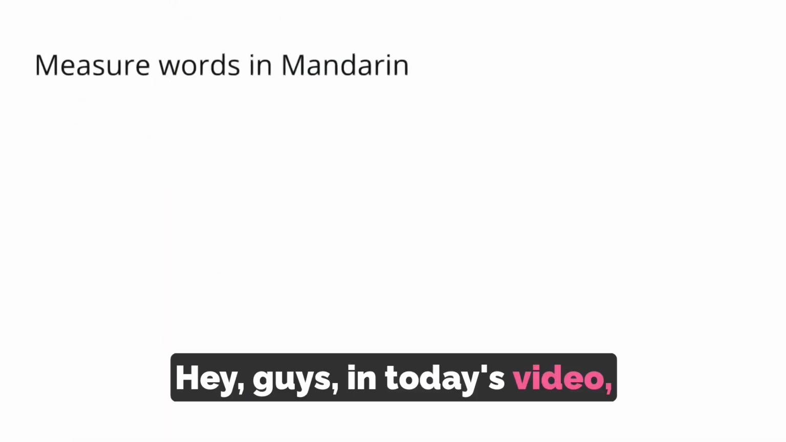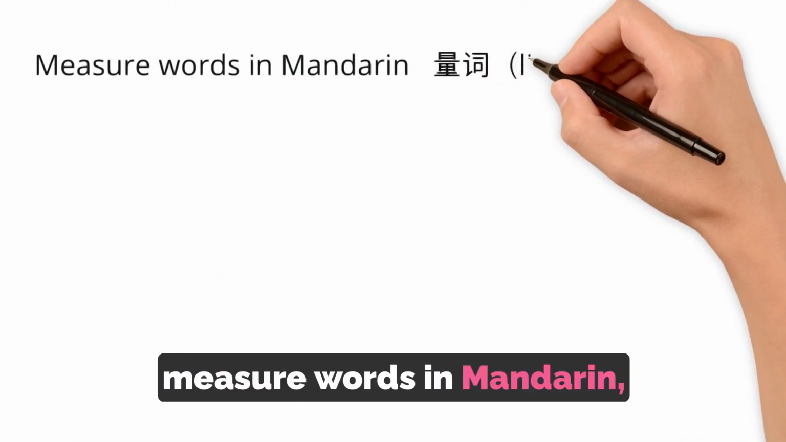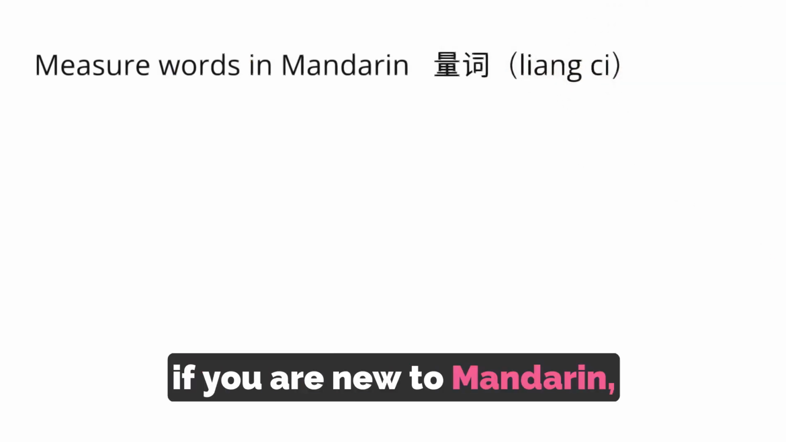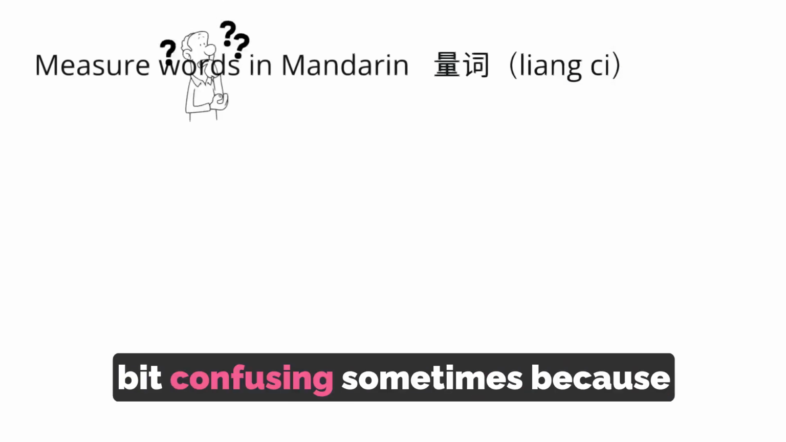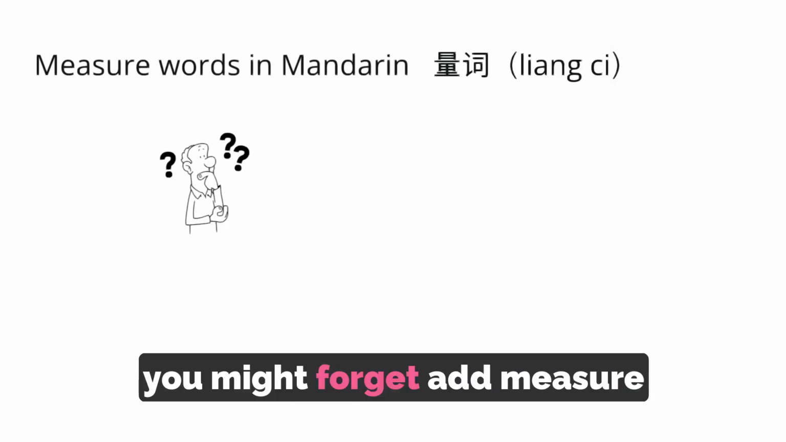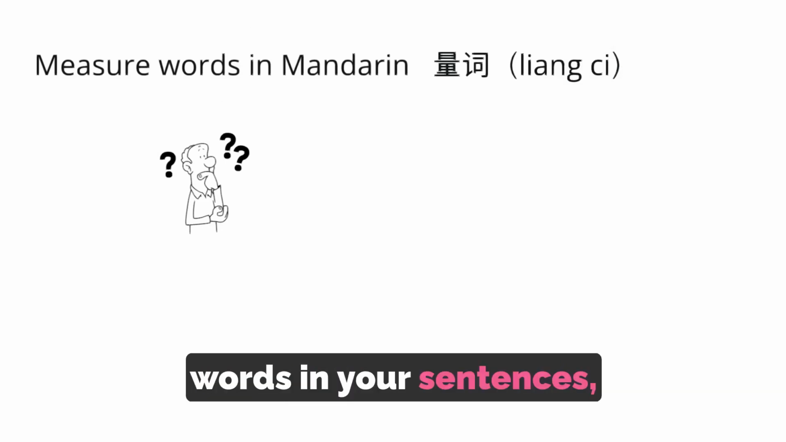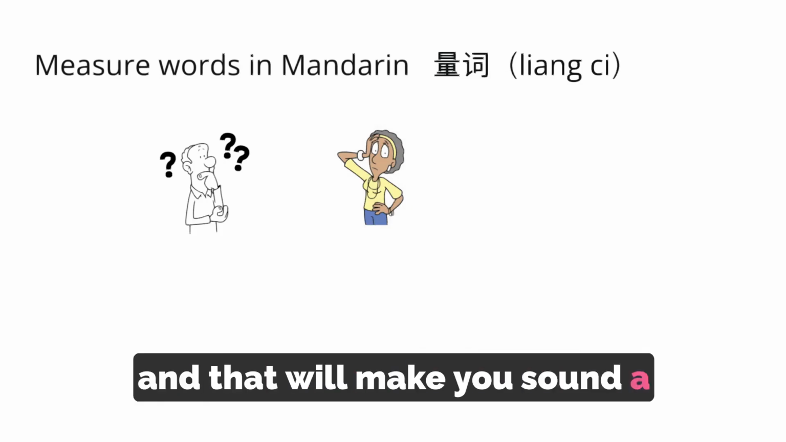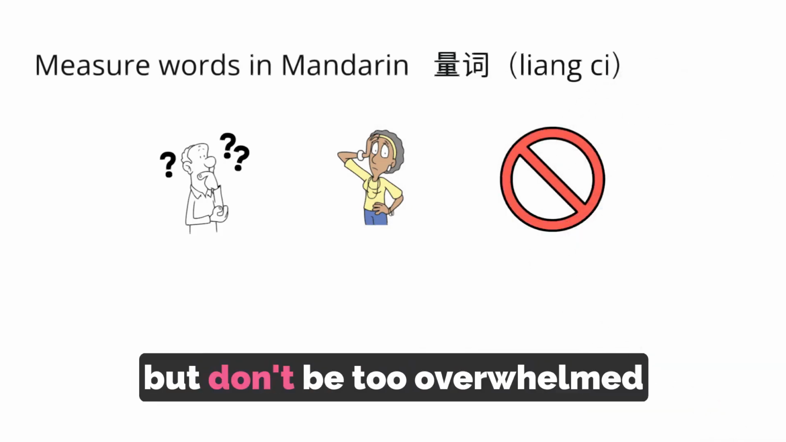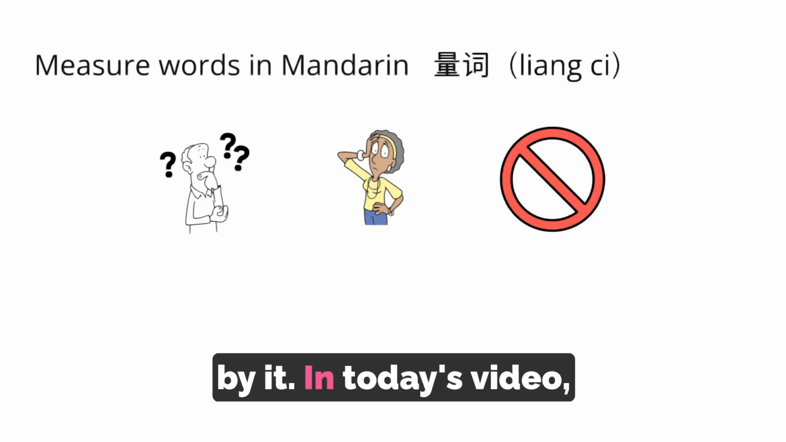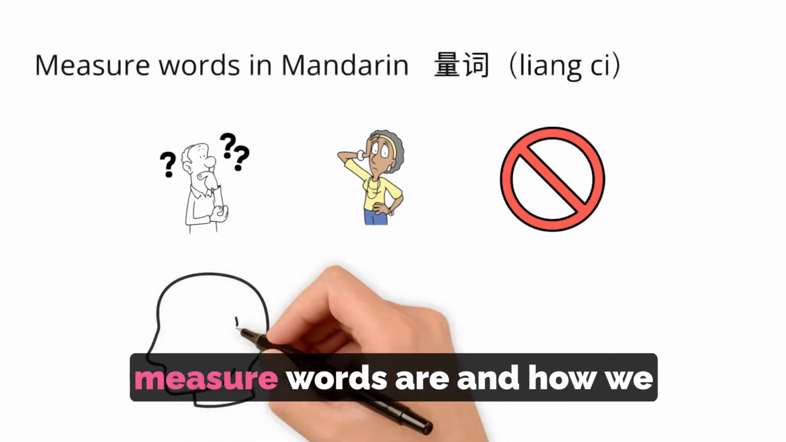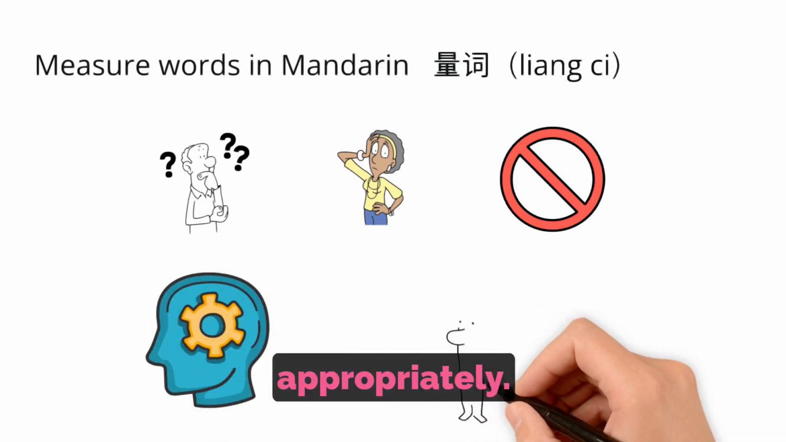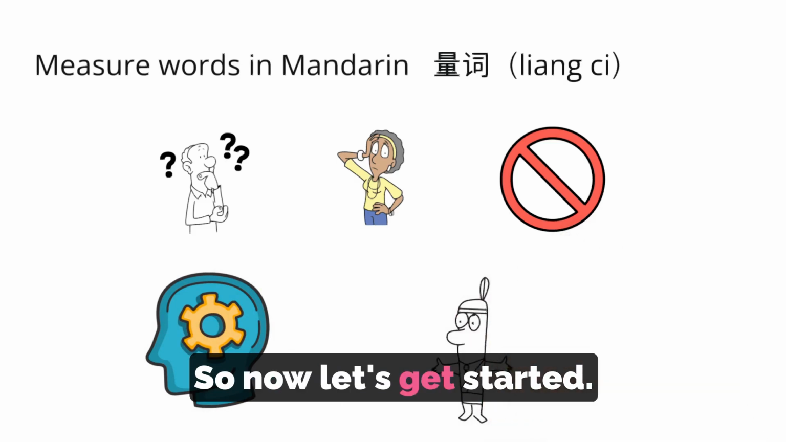Hey guys, in today's video, we're going to talk about measure words in Mandarin, which is called 量词. If you're new to Mandarin, measure words can get a little bit confusing sometimes, because you might forget to add the measure words in your sentences, or you might even use the wrong measure words, and that will make you sound a little bit ridiculous. But don't be too overwhelmed by it. In today's video, I am going to teach you what measure words are and how we can use the measure words appropriately. So now, let's get started.